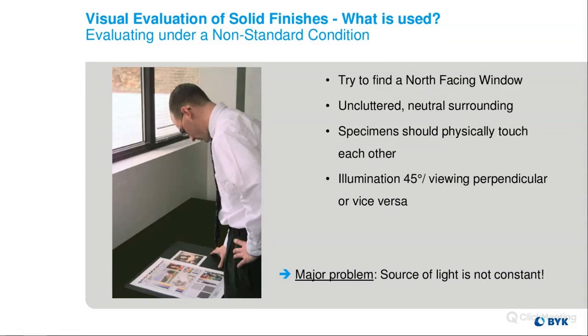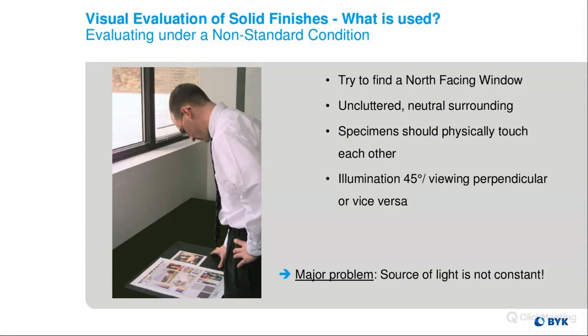The specimens should physically touch each other. So you don't want gaps between your samples. You want them to be right up against each other. That way you can discern the differences between the two. And then like we spoke of before, it's best to have an illumination of 45 degrees or vice versa.